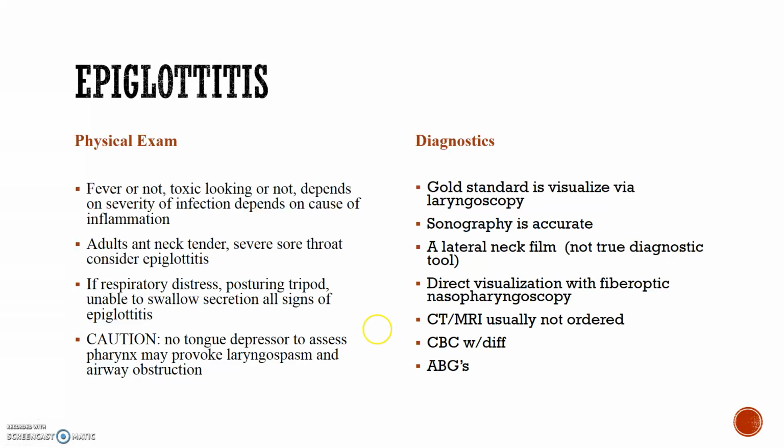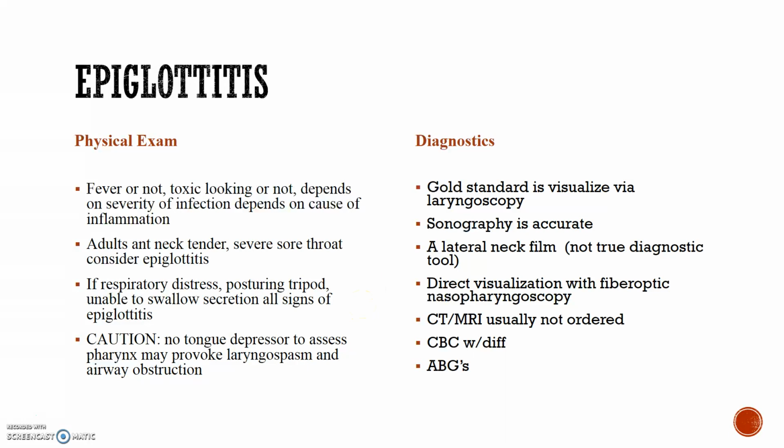And here's the caution. If you use a tongue depressor to assess the pharynx, you may provoke laryngospasm in the patient with epiglottitis. So you must know before the exam what the presenting symptoms are, okay? Because you do not want to create airway obstruction.